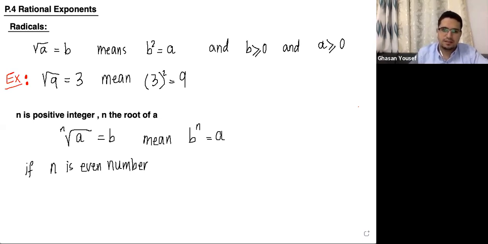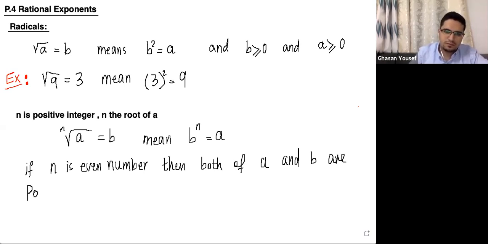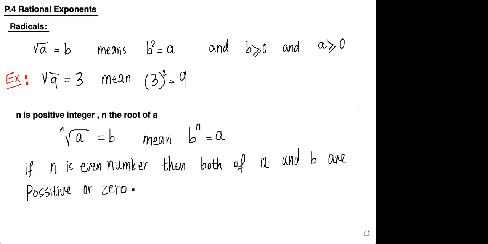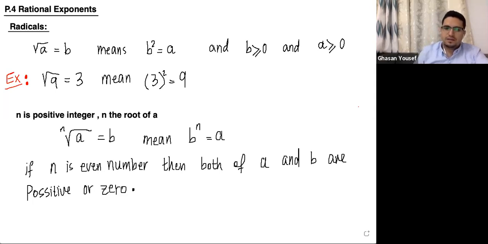If n here is even, like 2, 4, 6, 8, 10, 12, whatever, then both a and b must be positive or 0. This condition is very important. You have to know that if n is even, both a and b must be positive or 0. But if it's odd, sometimes it will be positive or maybe negative. It's fine. I'll give you some examples.